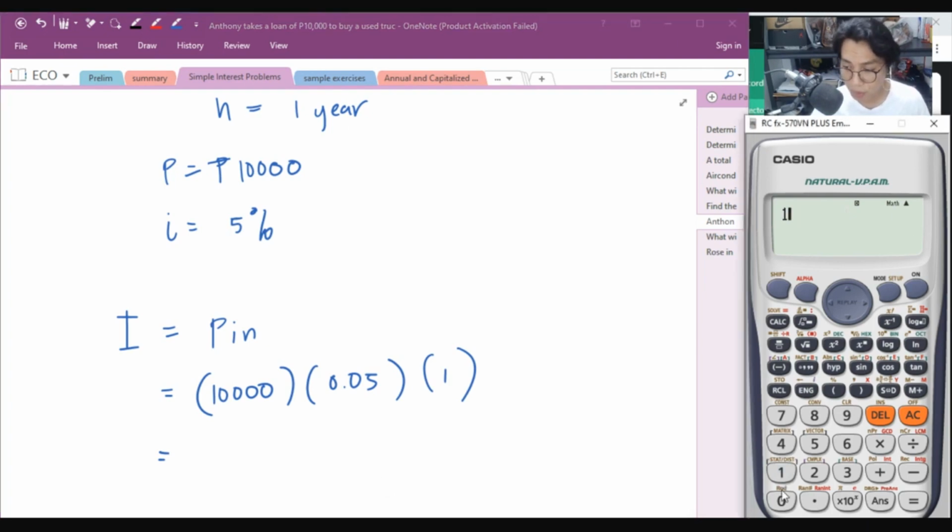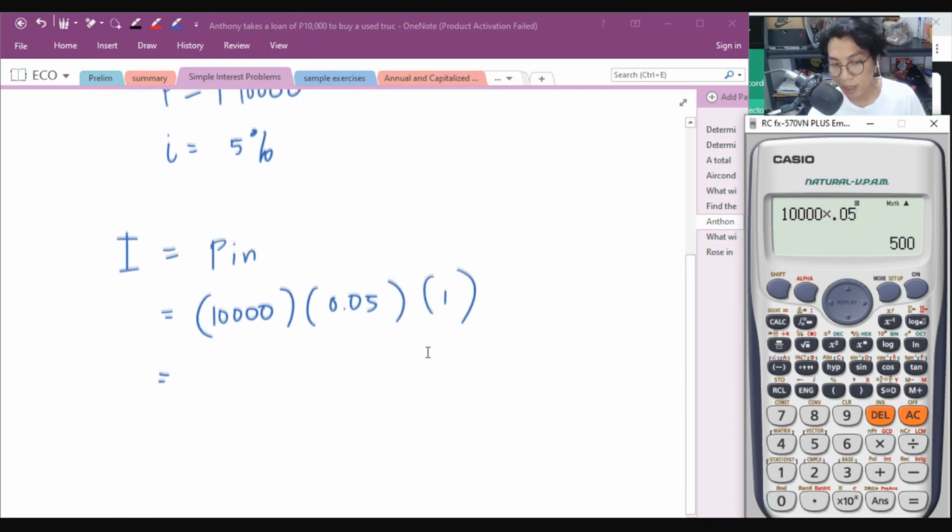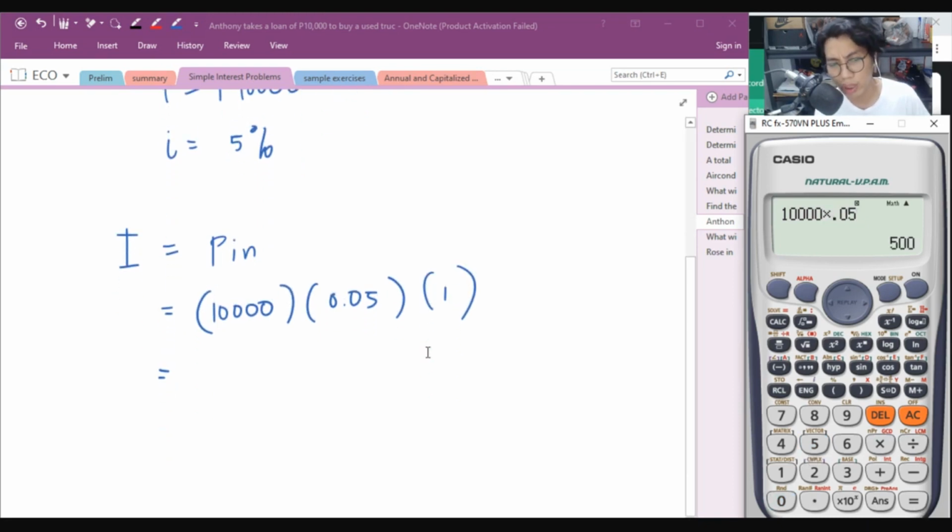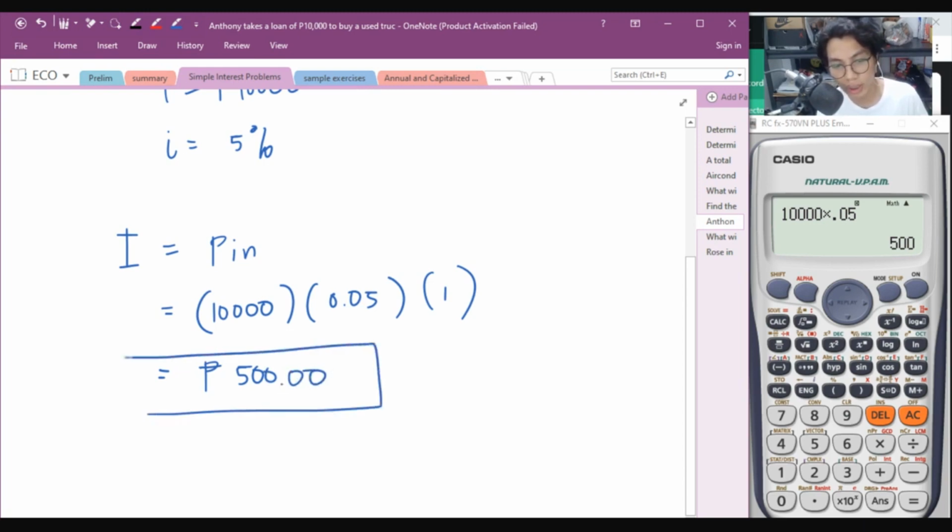10,000 times 0.05. I bet that is 500 pesos. Yan yung tinubo niya yearly. That is 500 pesos. Okay? Yan ang tubo niya yearly or annually. Okay? That is for problem number 3.